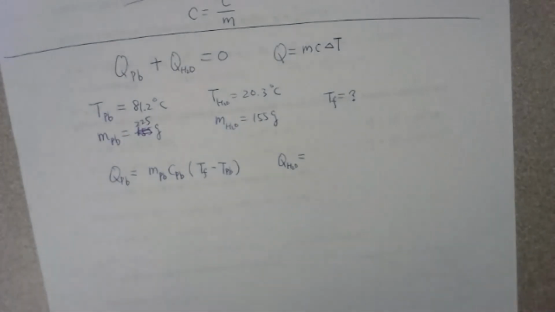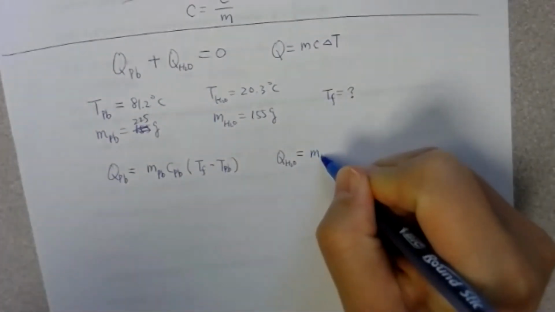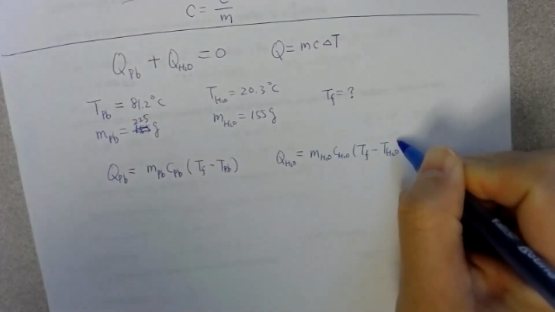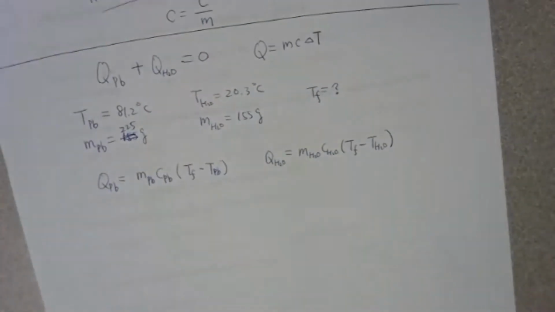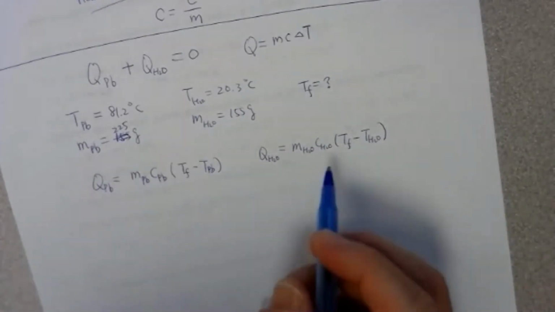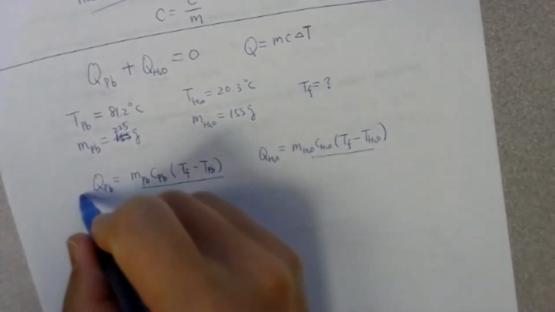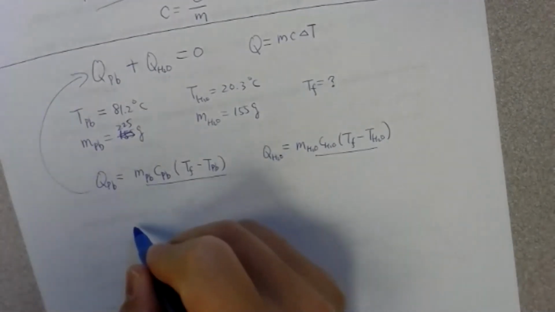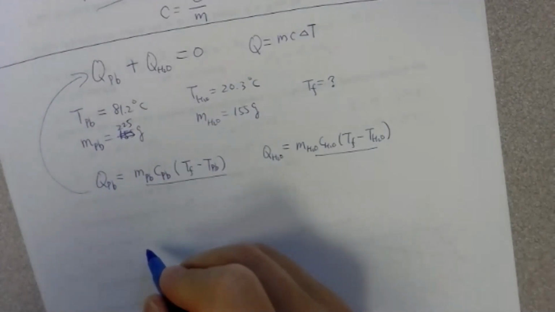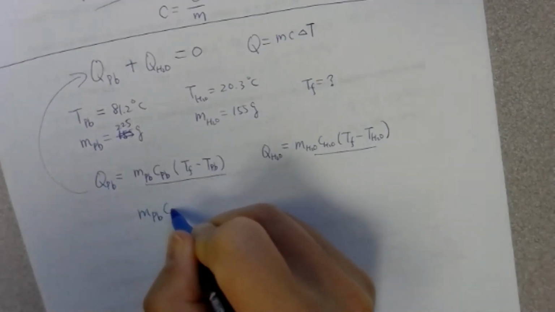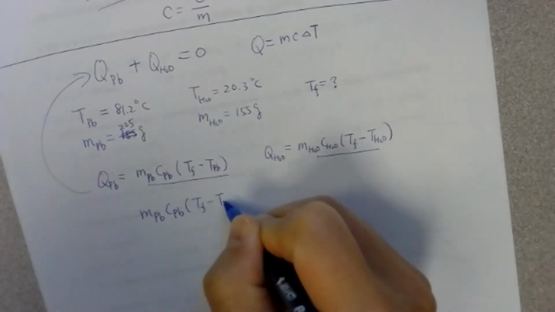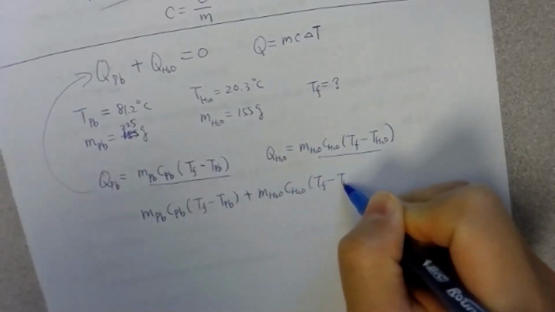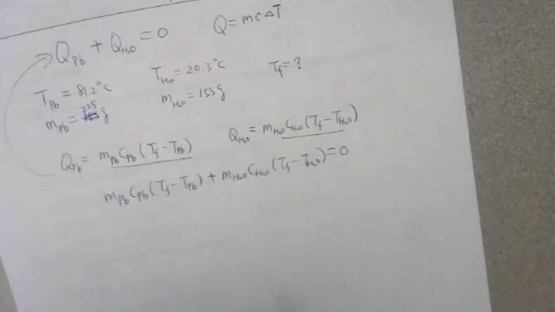All right, so this is the mass of H2O, C of H2O, and then T final minus T H2O, okay? The final temperature of the two is the same. Then you add these two expressions up to be zero according to energy conservation. One gives out heat, one takes in heat, but the sum of the two should be equal to zero. So M Pb, C Pb, T F minus T Pb, plus M H2O, C H2O, T F minus T H2O, that should equal zero, okay?